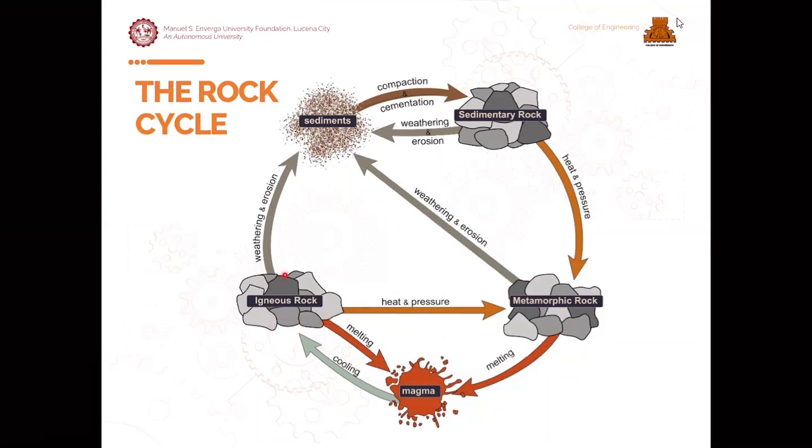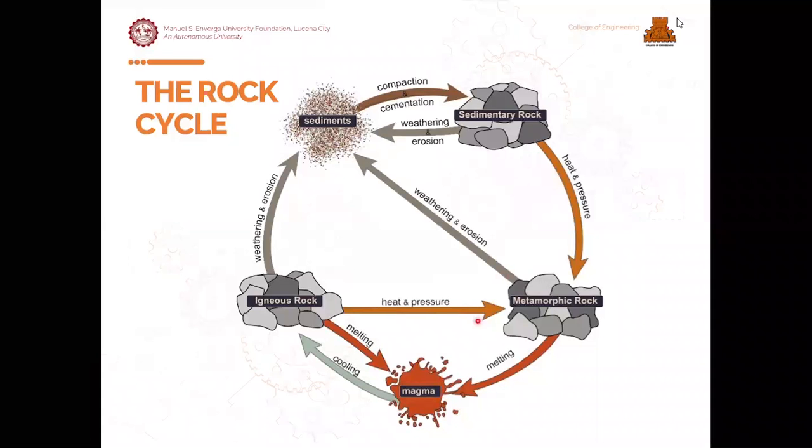Okay? Then kapag halimbawa yung igneous rock natin, di ba meron tayong mga intrusive igneous rocks, so pwede din siya ma-subject sa heat and pressure, no? So kung halimbawa sakto lang yung heat and pressure na ma-expose siya, magiging ulit siyang metamorphic rock. Pero kapag halimbawa nag-exceed siya dun sa melting point niya, so magiging ulit siyang magma dito, no?